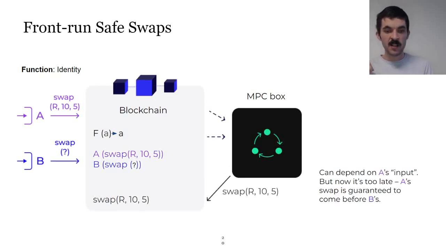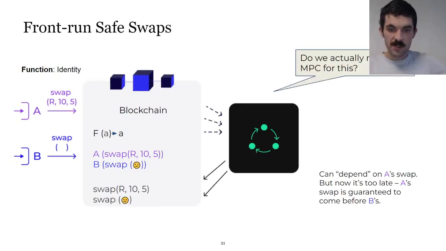Similarly, if you wait until the MPC box actually outputs something, you're also out of luck. Yes, you could put your swap afterwards and you would know what is in A's swap, but there's no way for you to put the swap before it, because the computation is already done. Recall that the things written to the blockchain are written in a total order. The fact that A's swap is on here, and that the MPC box executed that one first, means that whatever B says here is going to be executed after. It's going to show up after the swap of A. So yes, it also cannot do anything.